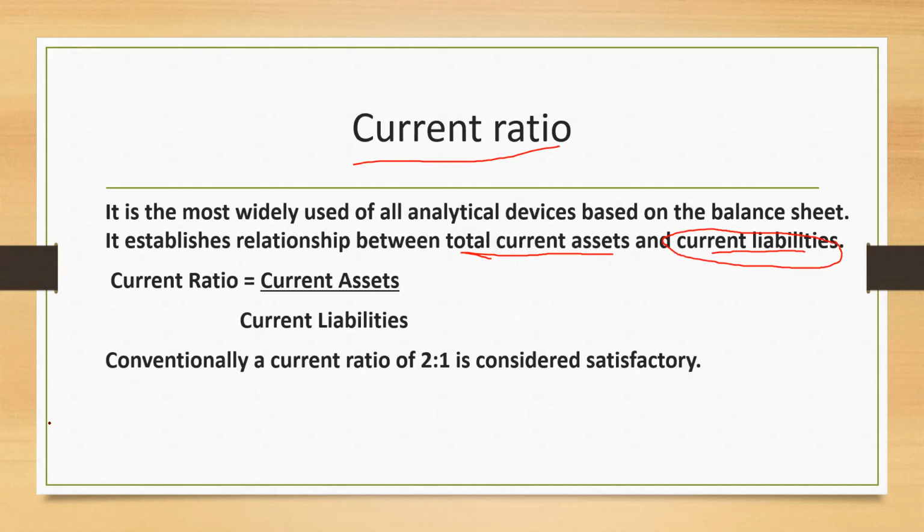The formula for current ratio is current assets divided by current liabilities, and you'll get your answer in ratio form, like 2:1 or 3:1 or 1.5:1. But conventionally a current ratio of 2:1 is considered satisfactory. If any firm's current ratio is 2:1, then that company is said to be solvent, that yes, it has enough assets to pay its current liabilities.